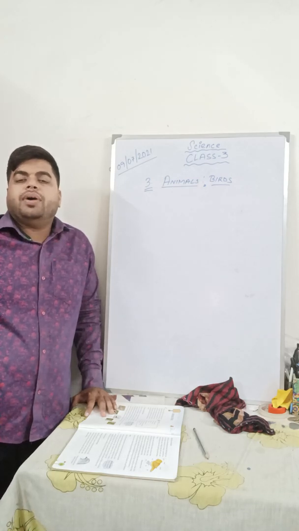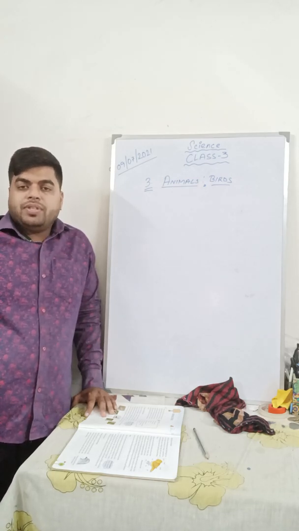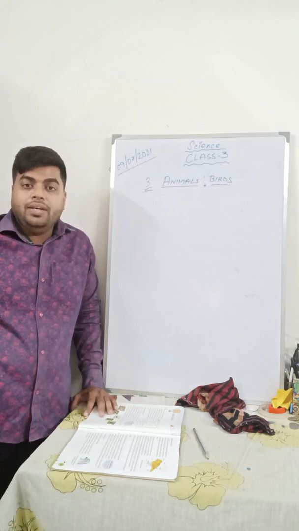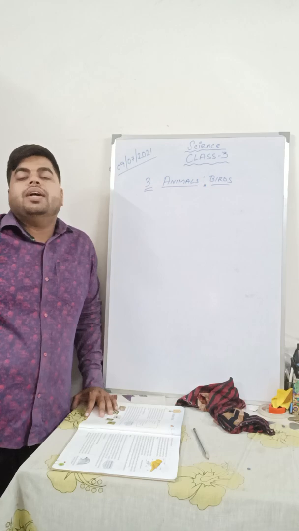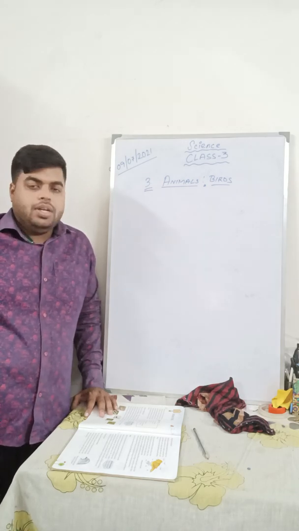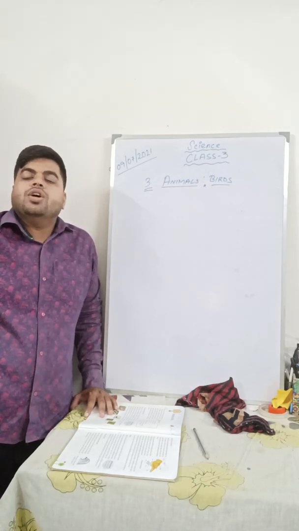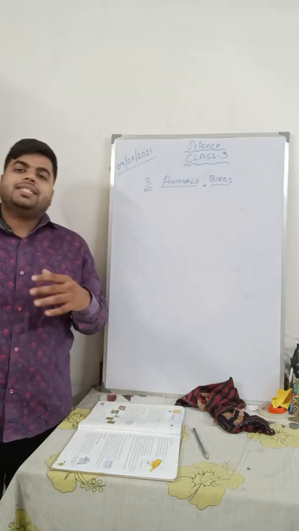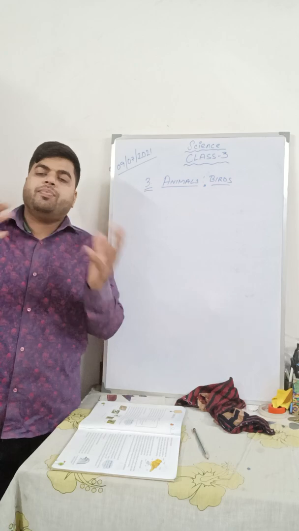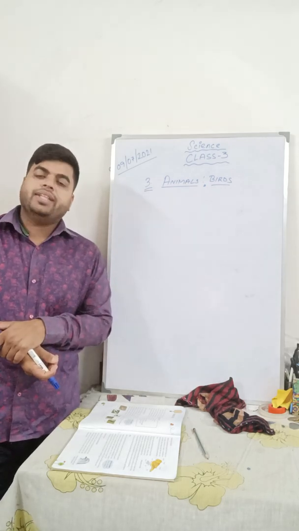So what is a habitat? A habitat is a place where a particular species of animals live. We live in a house, so the house is our habitat. Birds live in the trees, where they stay, that is their habitat. Different birds stay in different habitats, means different places where they can survive, where they can live.